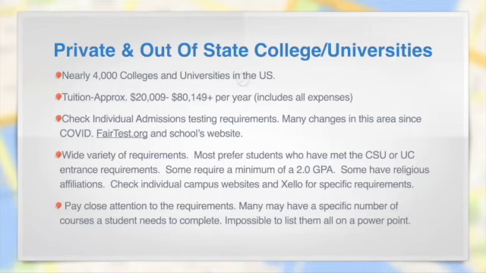So, like I said, they have a wide variety of requirements, but many are going to require a minimum of a 2.0 GPA. Some are going to have religious affiliations. So it's important to please check the individual campus websites. Use Zello. That's going to help as well. But if you access it in Zello, go ahead and pop on into the individual campus to make sure you're on track. If you're not sure, pop your head in, talk to your counselor.